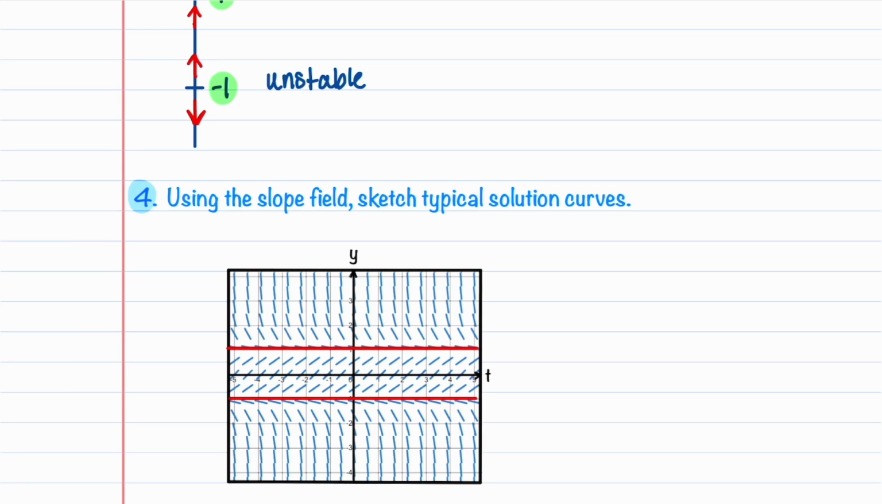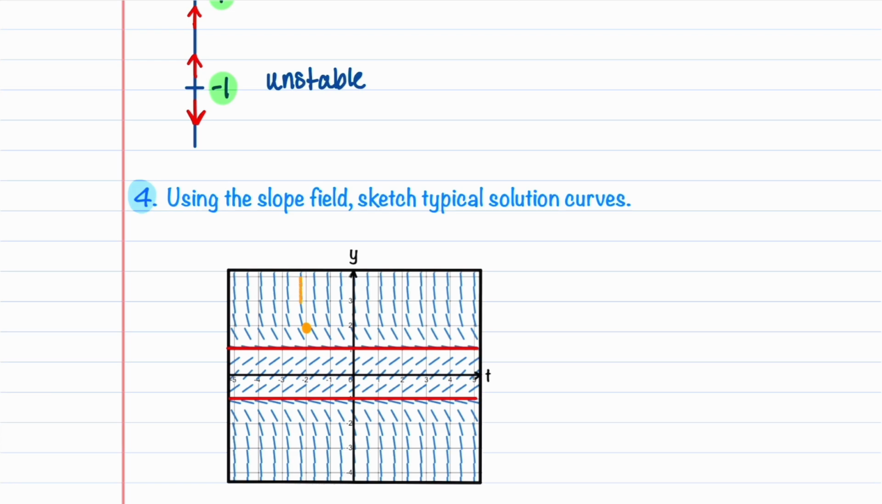Now let's look at what happens in these three regions. If we have an initial condition that lies above the equilibrium solution y is equal to 1, such as this point right here, that's -2, 2, a solution curve that passes through that point is going to look like this.